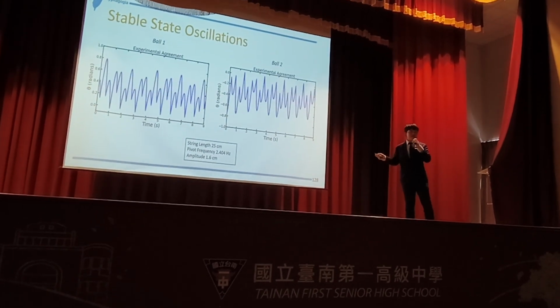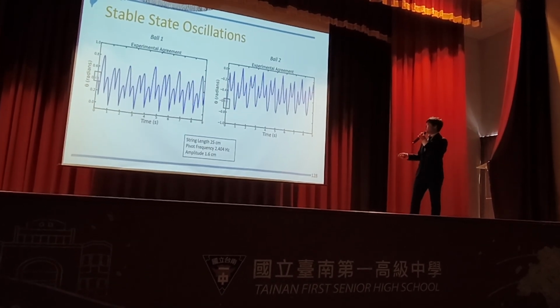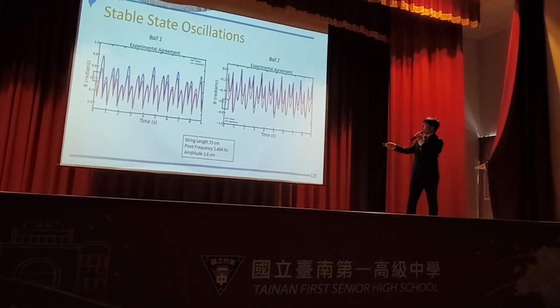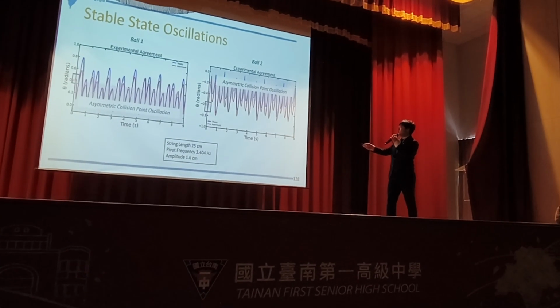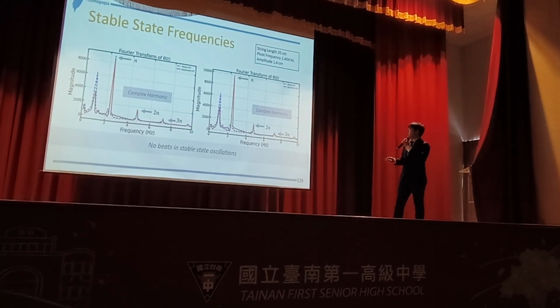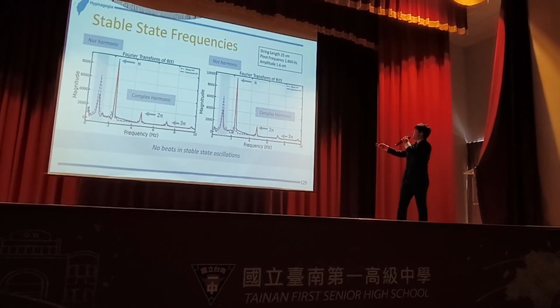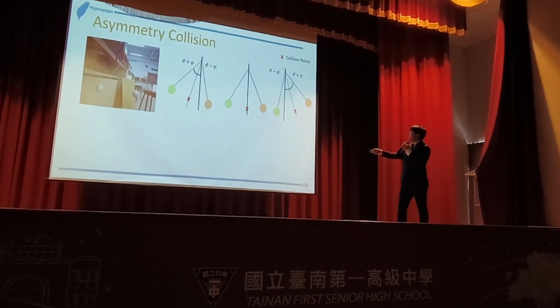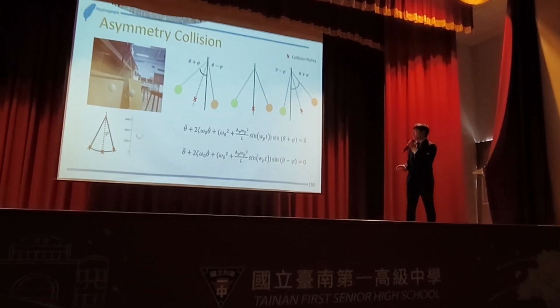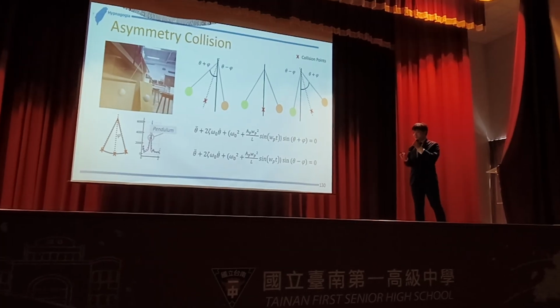Then we can analyze the stable state oscillations after we've done the experiment for a long time. Plugging in the initial conditions, we can see a good agreement. Interestingly, we can also see a symmetric collision point oscillation. As we can see in the discrete Fourier transform, there is a new non-harmonic peak. This peak is caused by the center of mass oscillating like a simple pendulum, thus giving us this new frequency.